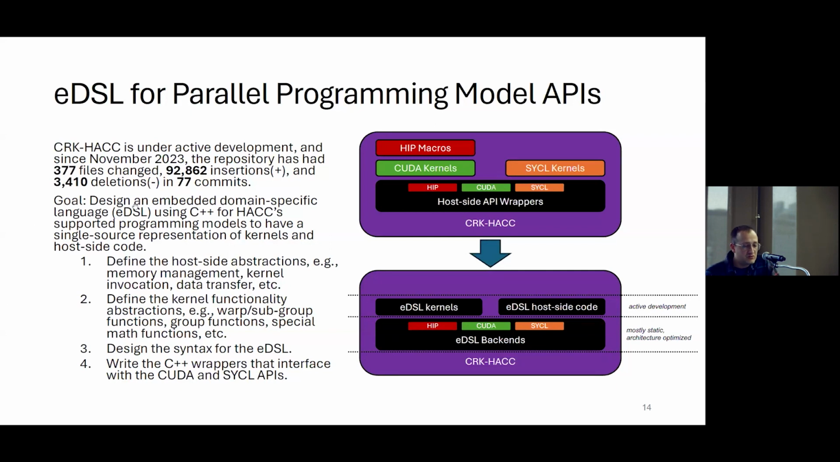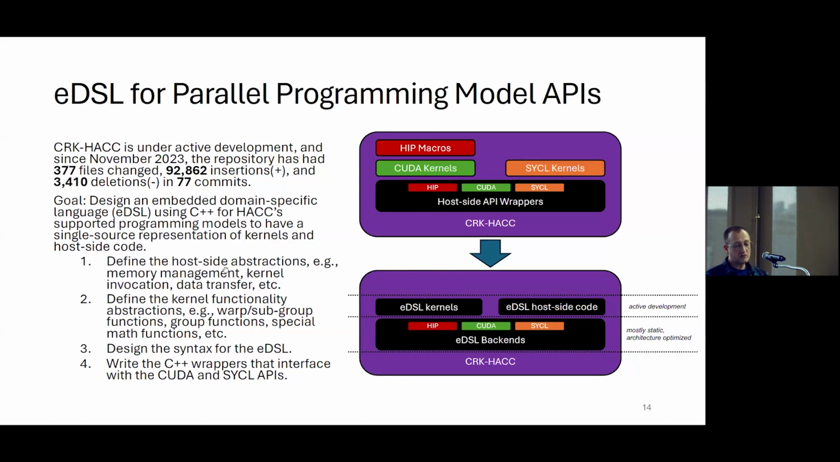So a goal. Since we were somewhat successful wrapping all of the host side code, like I said, with the kernel launching mechanisms, we figured, could we do the same thing for kernels? Our goal here was, could we design an embedded domain specific language, something completely written in C++ that can support all of the programming models that we want, right now just CUDA and SYCL, and have a single source of all of our kernels.